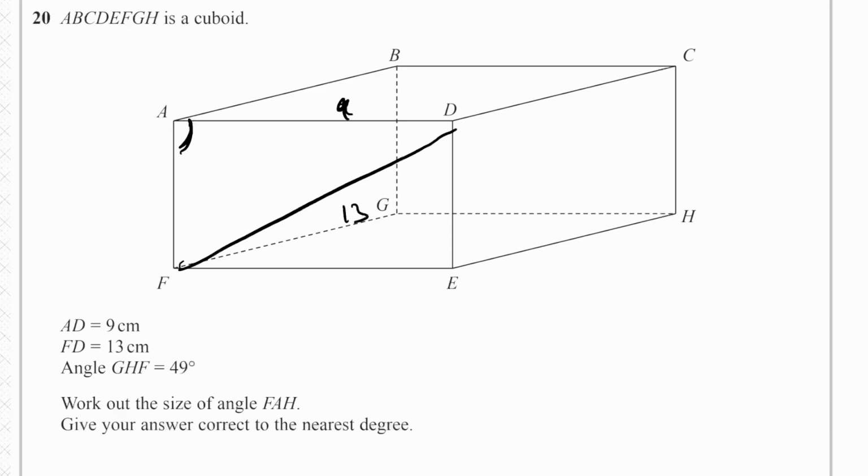The first thing we can do is work out the length of FA or AF. So AF is going to be equal to the square root of 13 squared minus 9 squared. That's just Pythagoras' theorem. We've got the hypotenuse over here.